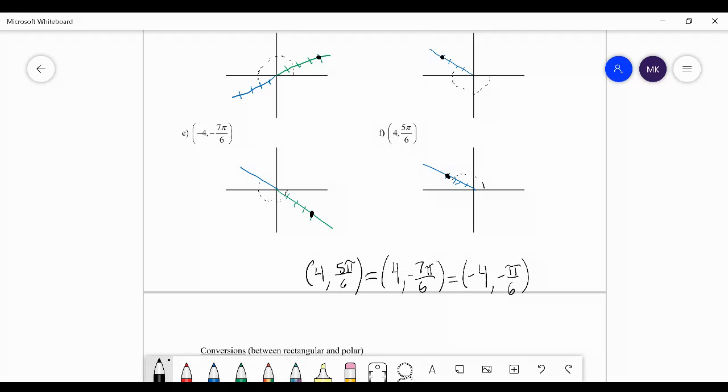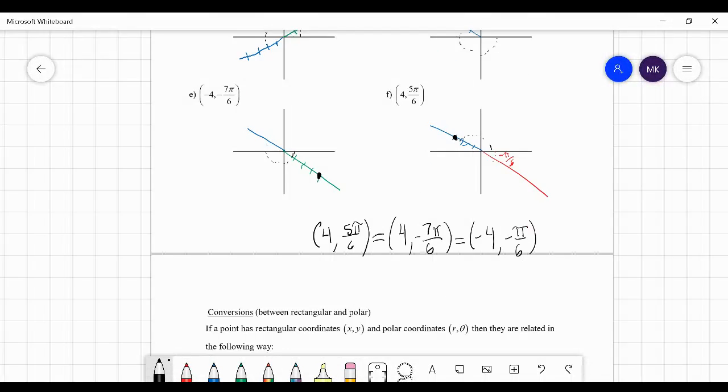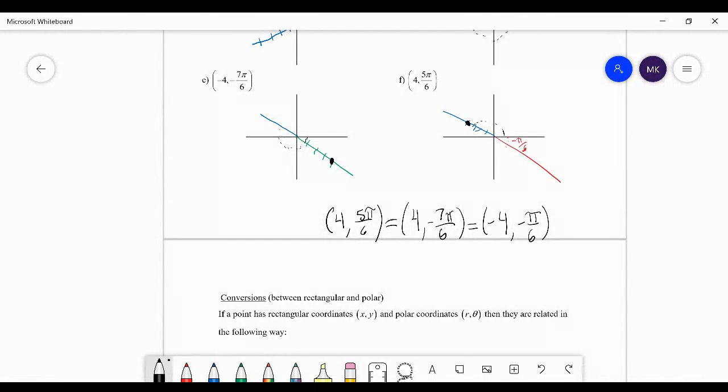pi over 6. Okay. And so negative pi over 6, I'll do this in a little bit of red just on this last one. Negative pi over 6 would just be this little bit here. So that would be our negative pi over 6 angle. And then you go backwards 4, taking us to the same point. So there's lots of different varieties and different ways you can write those points. So making sure you're careful, and you just want to make sure you're being aware of what you're doing there.